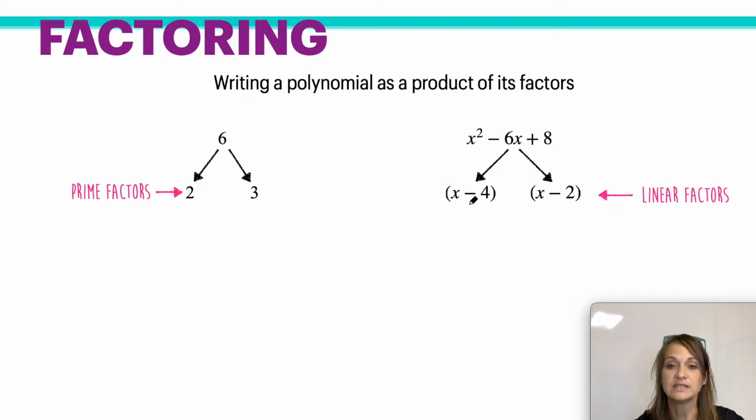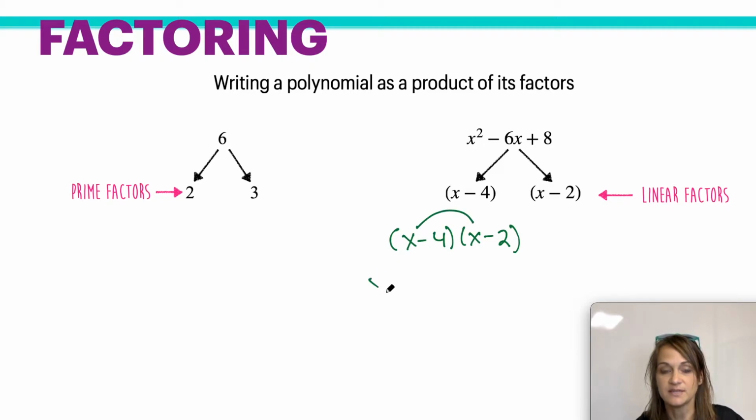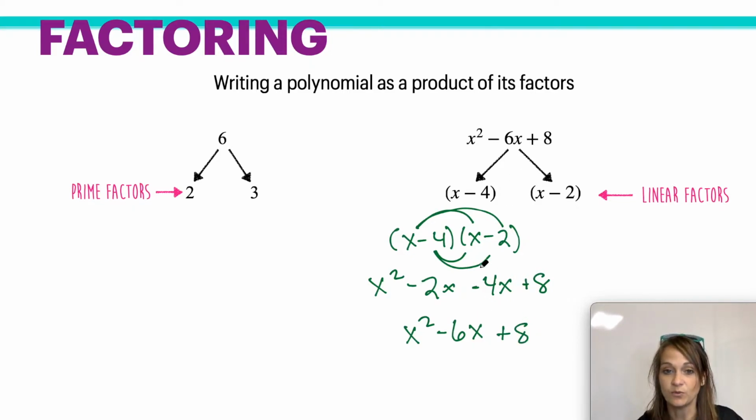You can break it up into two linear factors, in this case x minus 4 times x minus 2, because if you were to FOIL these two factors, x times x gives you x squared, x times negative 2 gives you negative 2x, negative 4 times x gives you negative 4x, and negative 4 times negative 2 gives you a positive 8. The two middle terms should combine to give you the negative 6x and then positive 8. So it did work if you were to FOIL the factors back.